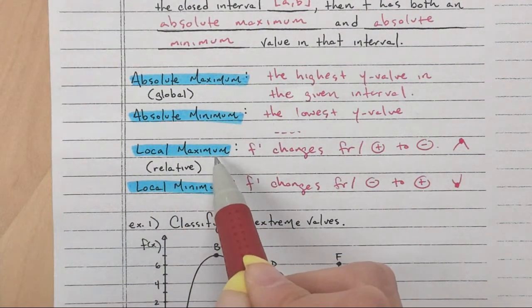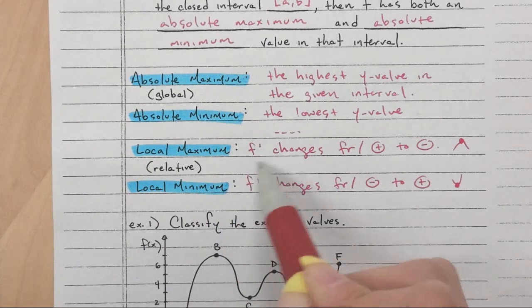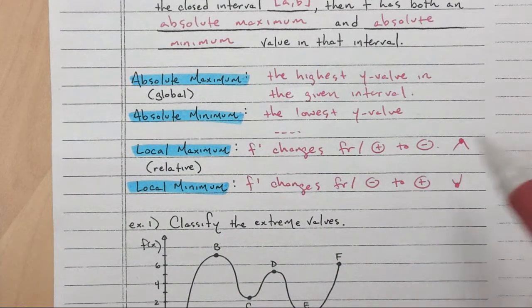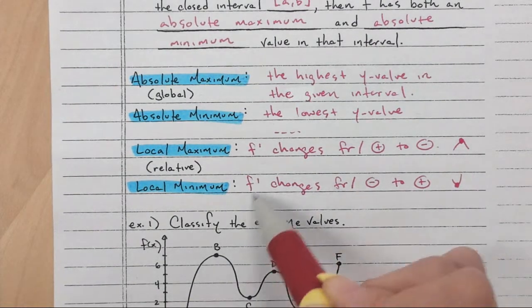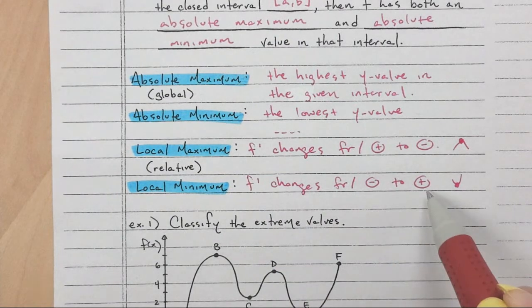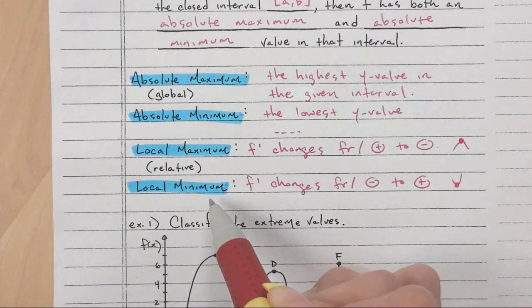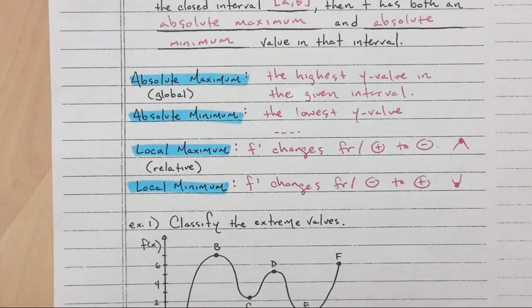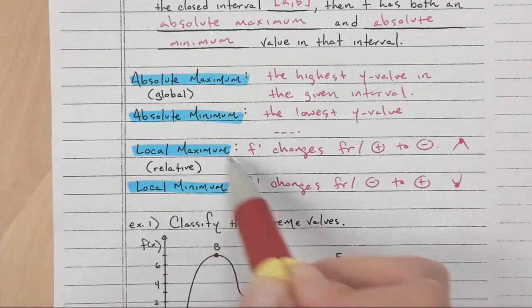And then a local max versus a local min, like I said, a local max is when f prime, so the slope, changes from positive to negative. So f would be increasing and then f would be decreasing. This can be a corner or it can be nice and smooth. It just has to increase and then decrease. And same for a local min, f would decrease and then increase. So f prime, which is the slope, would be negative and then positive. These are called local maxes and mins. They're also called relative maxes and mins. And all of these are extrema. So these are absolute extrema, and these are local extrema or relative extrema.